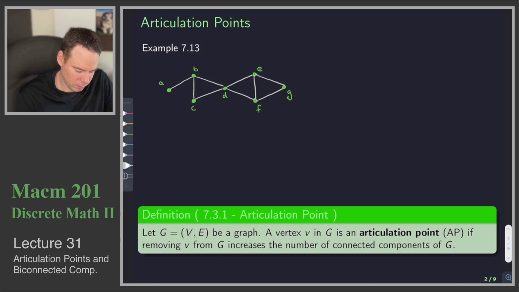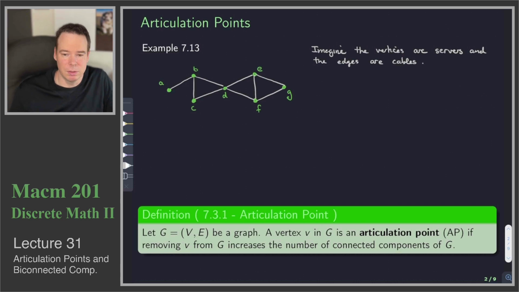So let's say we imagine the vertices are servers and the edges are cables. So the cables connecting the servers. Now, the question I'd like to know is, what happens if a server goes down? Are there going to be other servers that now cannot communicate with one another because they relied on the connection that went through that server that is now down?